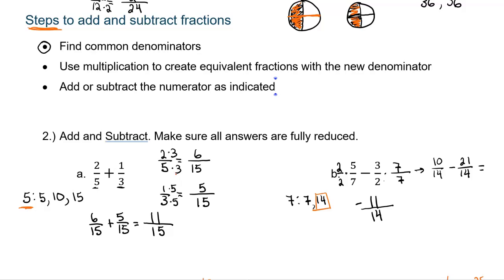And then I move to add or subtract the numerator as indicated. And remember, to reduce the chance of adding or subtracting the denominator, I do equals, line, place the common denominator, and then go ahead and add or subtract the numerator, whichever one it's asking me to do.